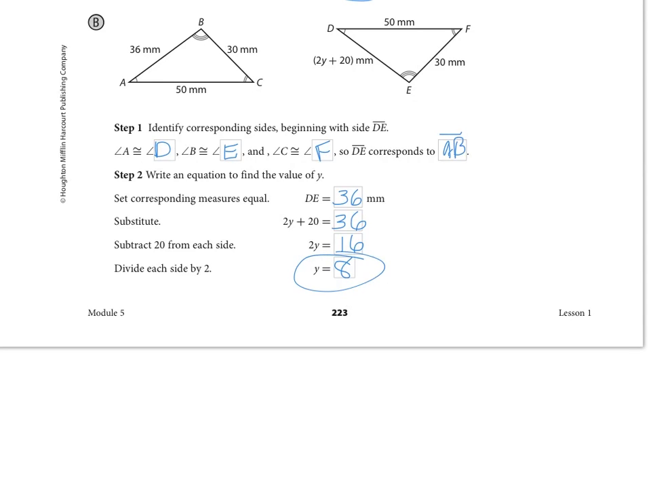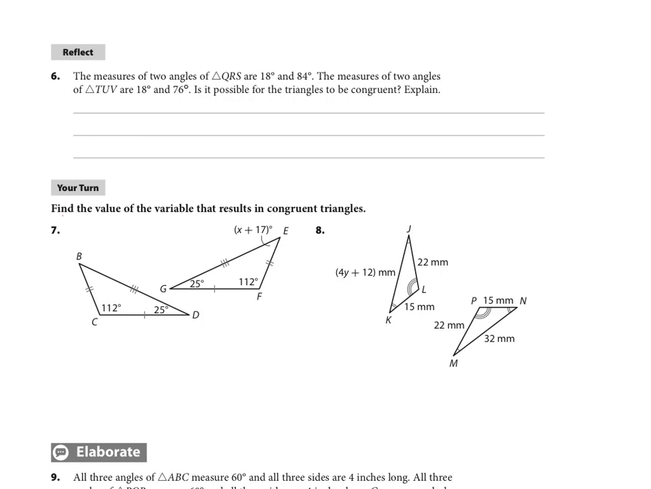Go to the next page, you guys. We're going to be doing similar things here with your turn number 7 and 8. Again, you're just finding the value of the variable that makes those triangles congruent.